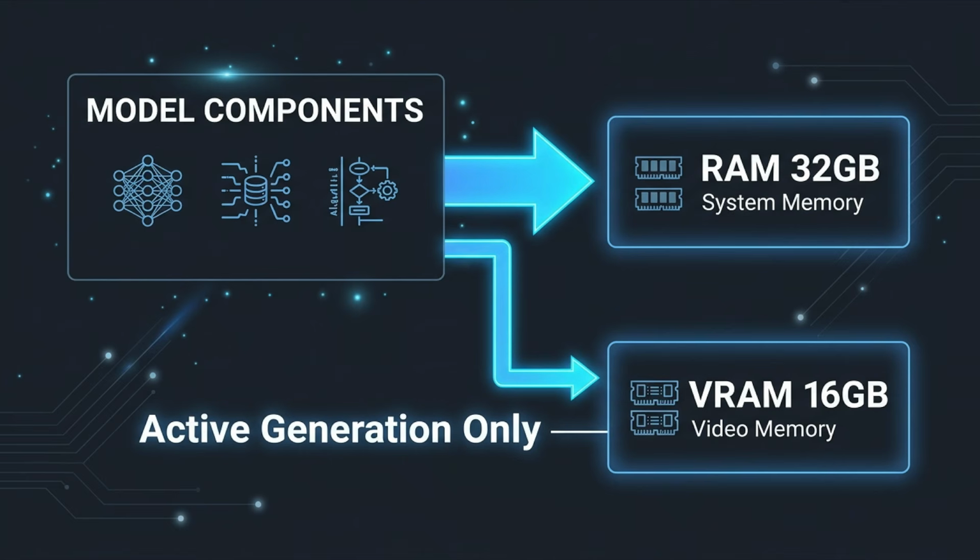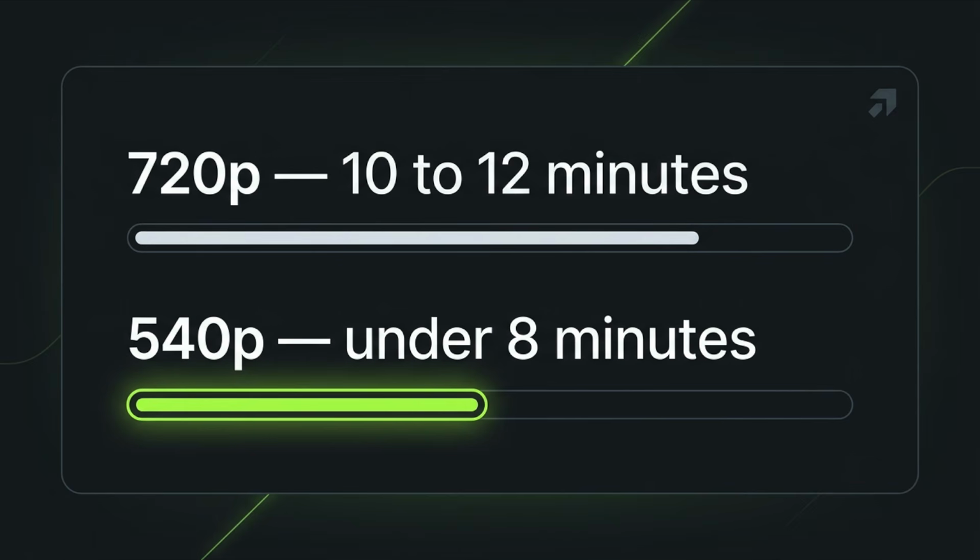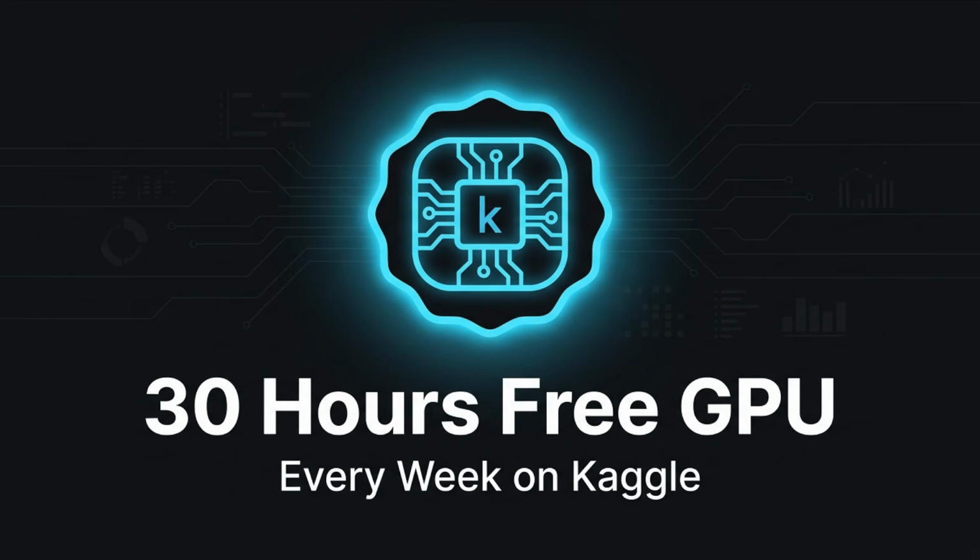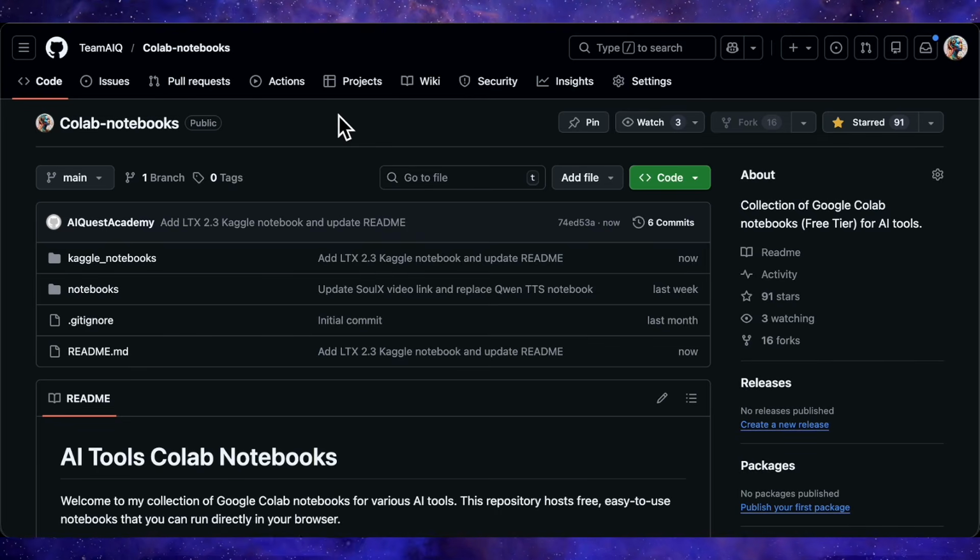With my notebook on Kaggle, a 5-second 720p generation takes about 10 to 12 minutes. Drop to 540p and you're under 8 minutes. That's workable. You also get 30 hours of free GPU time per week on Kaggle, which is genuinely generous. So here's how you get set up.